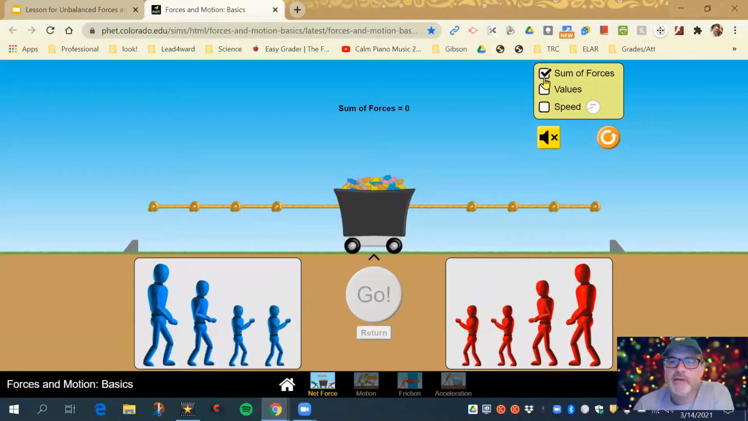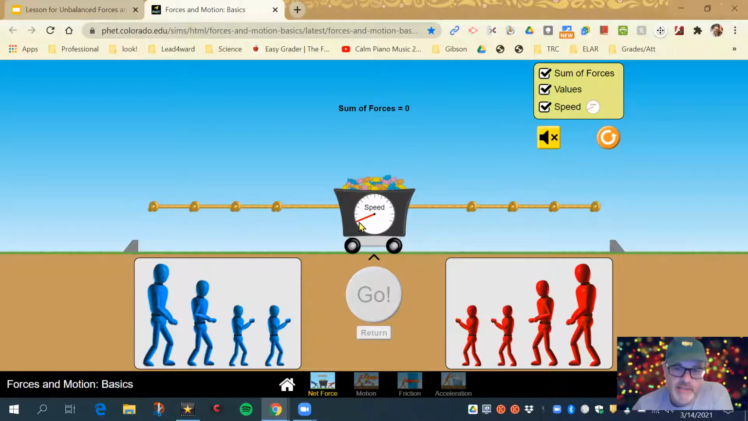I'm going to go ahead and click on these, and that way we can see the sum of the forces, which is another word for net force. So this cart right here is at rest. You can see that because its speed is zero, and the net force is zero. Remember, we said if net force is zero, then the object's going to keep doing whatever it was doing. So this object is at rest. It's going to keep on being still as long as that's zero.